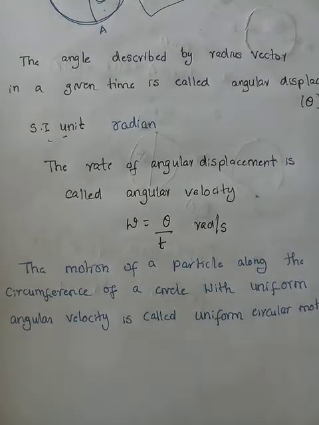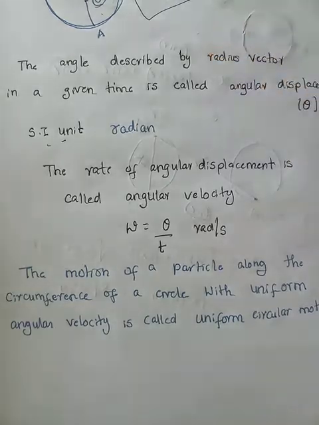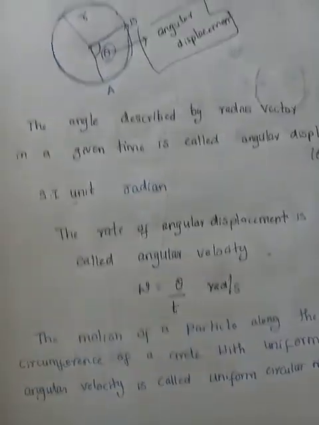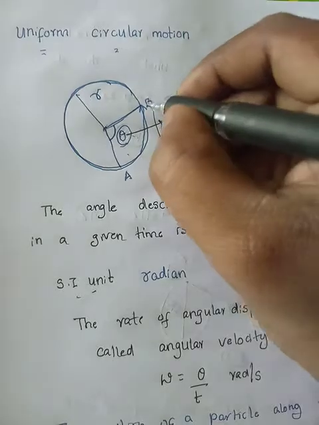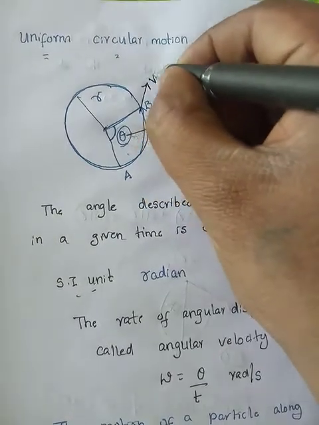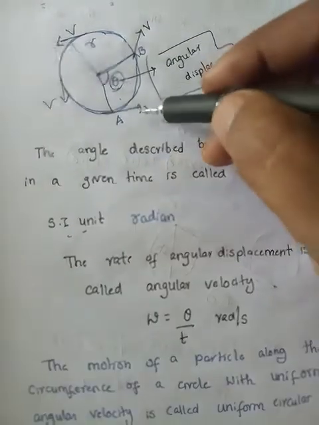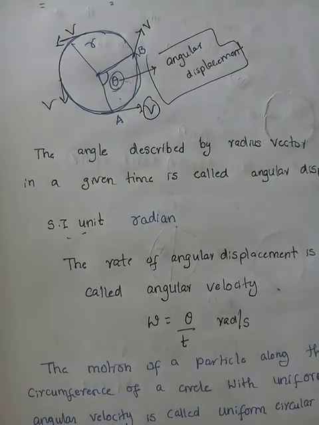So what we define: the motion of a particle along the circumference of a circle with uniform angular velocity is called uniform circular motion. In uniform circular motion, we should note some points. I want to find the velocity of the particle. If you draw a tangent at any point, at that instant this is the velocity. At each instant in circular motion, the tangent drawn at that point gives the velocity direction.